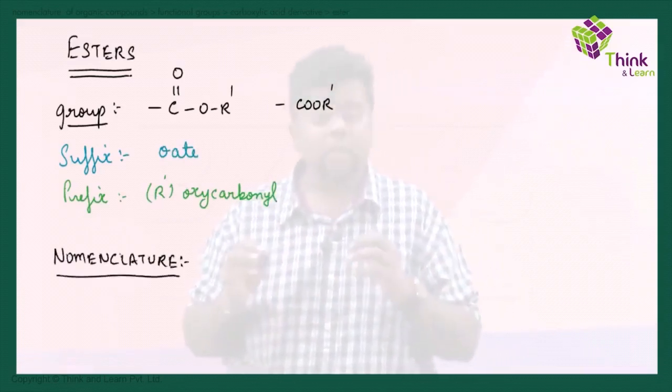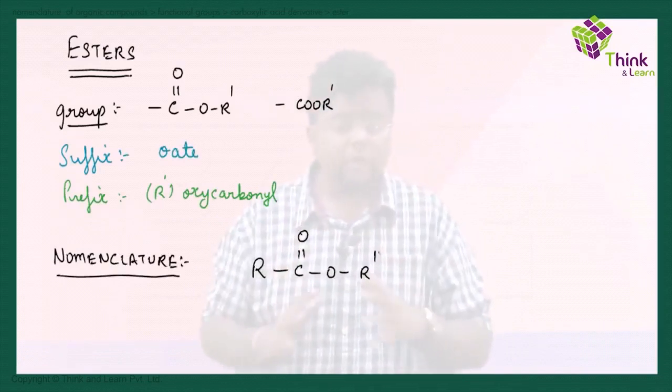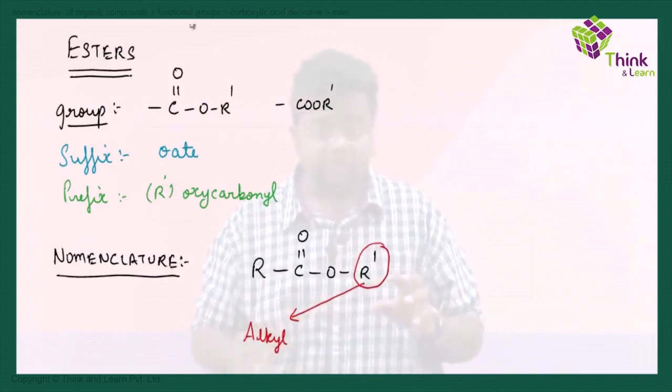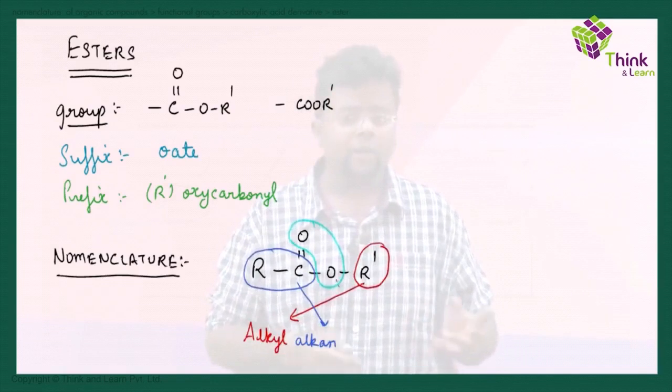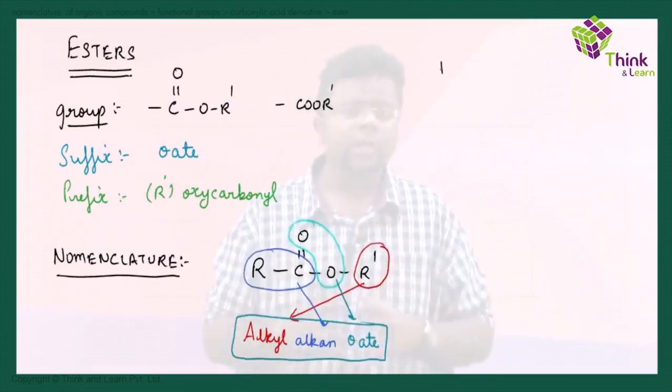Now, when we talk about the nomenclature, take a very close look at how it is written. It's a crisscross pattern. So the group that is exactly attached to oxygen comes first as alkyl, then you have alkane, and finally oate. So let's see how this crisscross method would be used for the nomenclature.